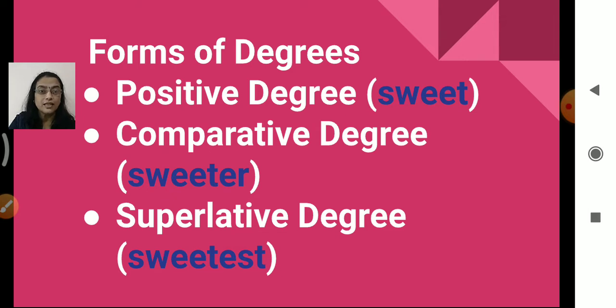In the positive degree, there is no comparison, so we use the adjective as it is. In the comparative degree, we compared between two, so we just added er and it became sweeter. And for the superlative degree, there is comparison between more than two, so we added est, and we got the word sweetest. Now you have done all these things in your previous classes too. Right from third standard you are doing these different forms of degrees, so I'm sure you are aware of all these things. So we'll just quickly go through the degrees.